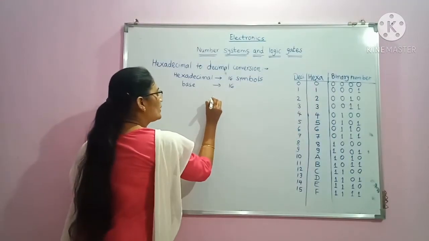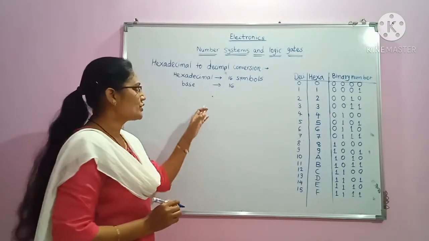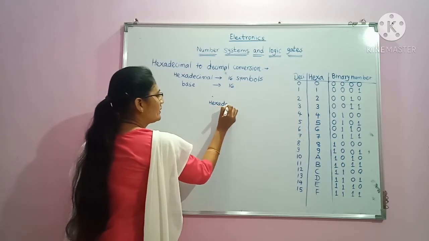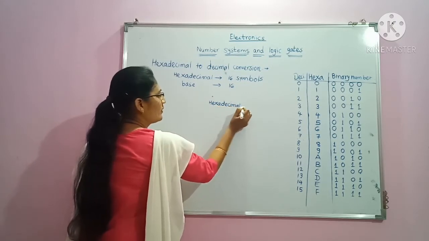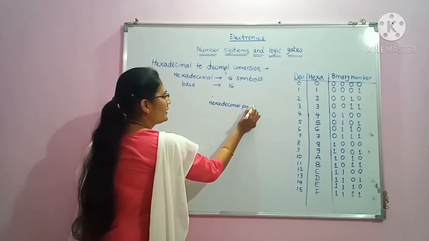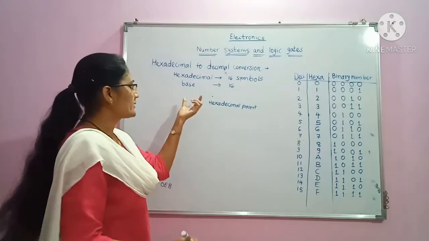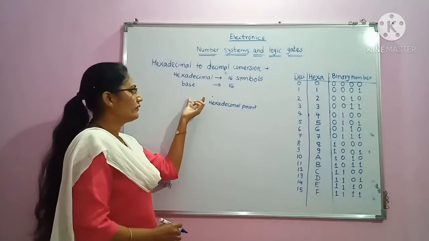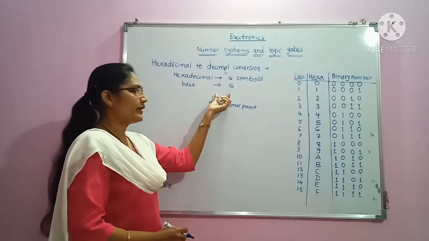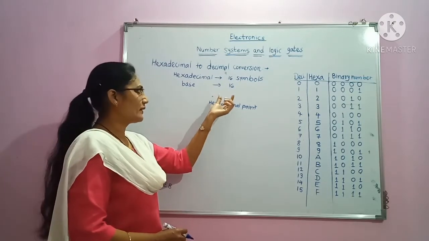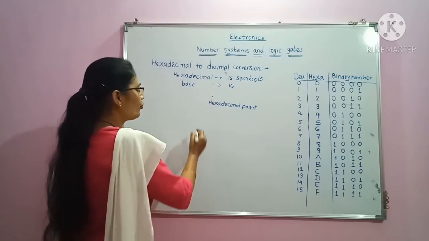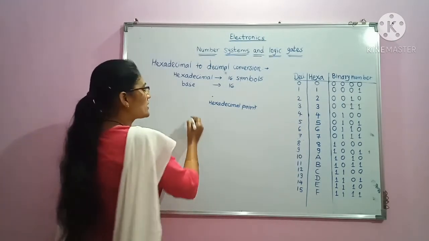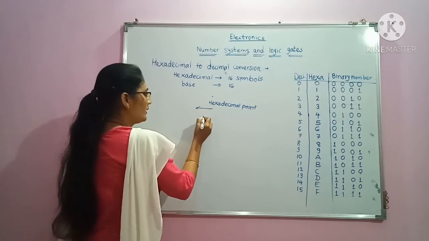Suppose I am having any mixed number. Then there is one point which is called the hexadecimal point. And this hexadecimal point separates the integer part from the fraction part. Here there will be the integer part and here there will be the fraction part.